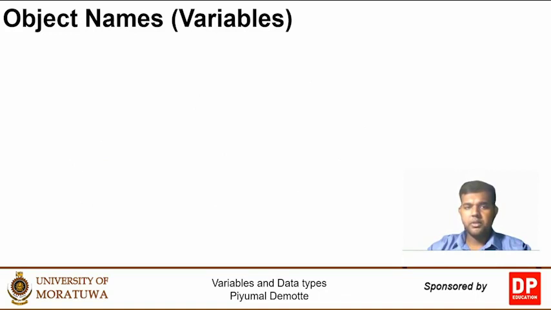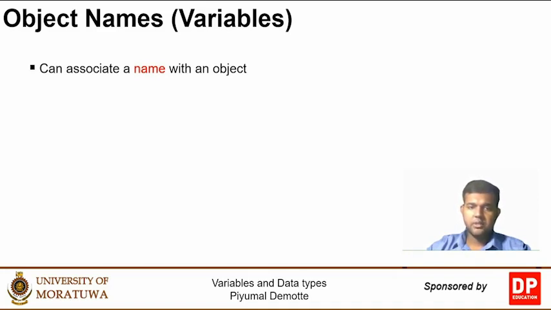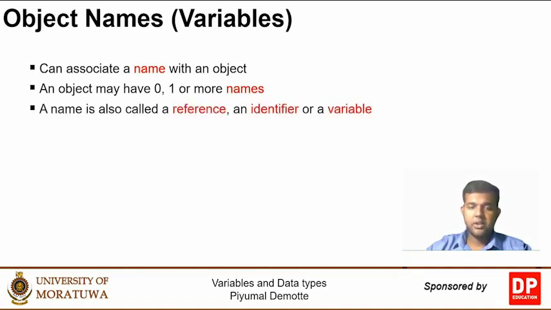In Python, we refer to the name given to an object, or a name associated with an object, as a variable. As we discussed before, variables are just symbols that store values. In Python, we can think of a variable as a name given to an object, which we can later use to refer to the object. An object may have zero, one or more names. The name is also called a reference, an identifier, or as usual, a variable. To name a variable, there exists a convention that you should follow.